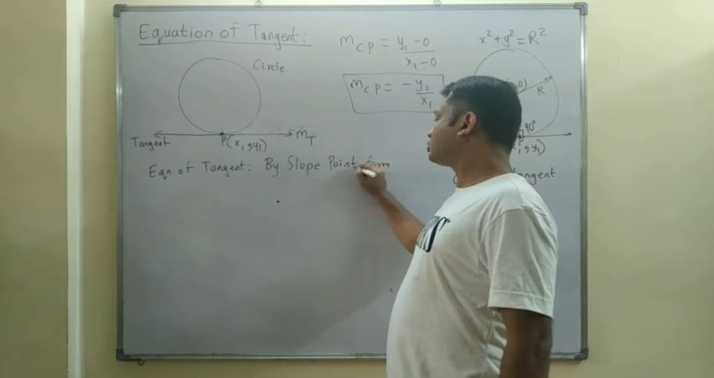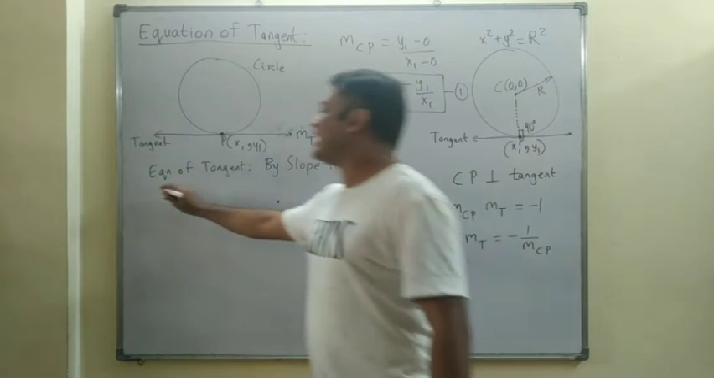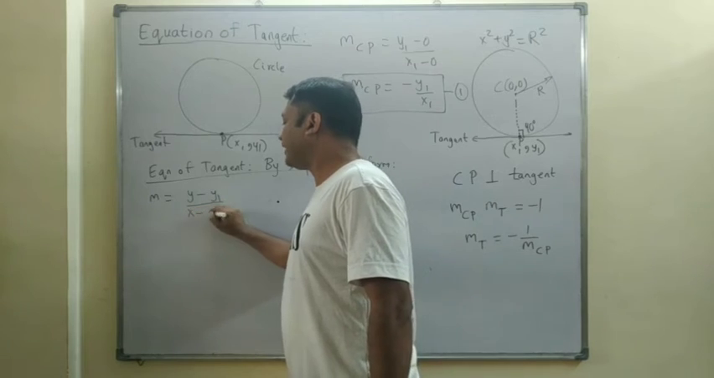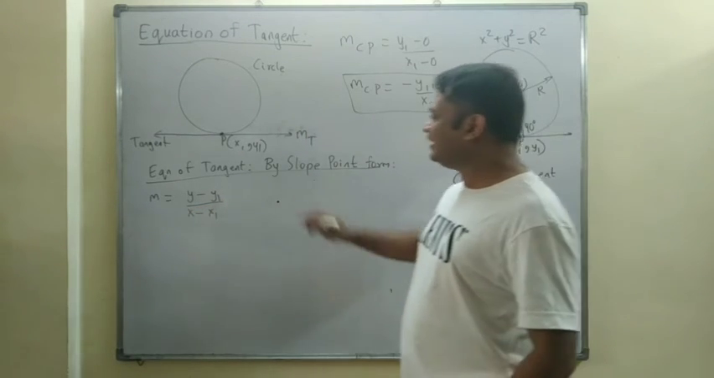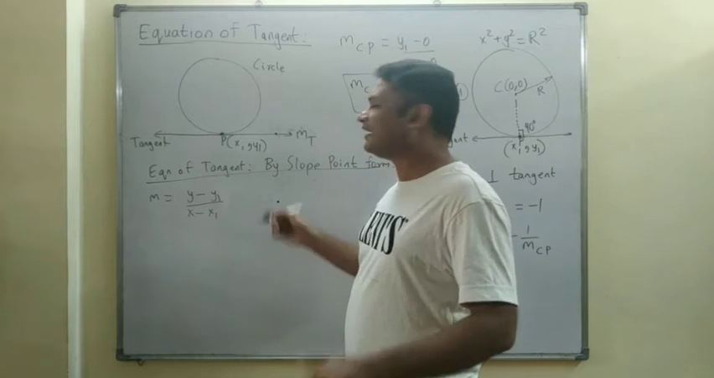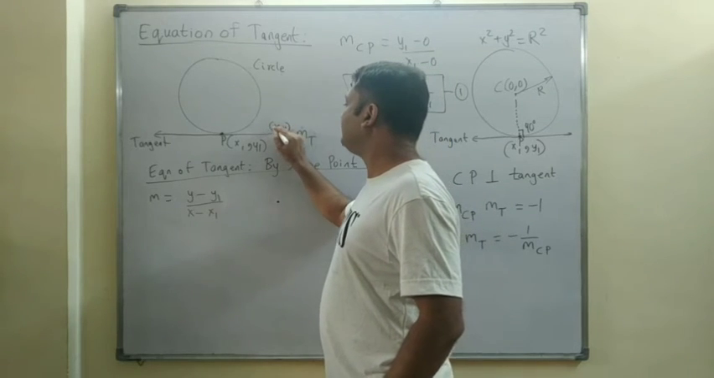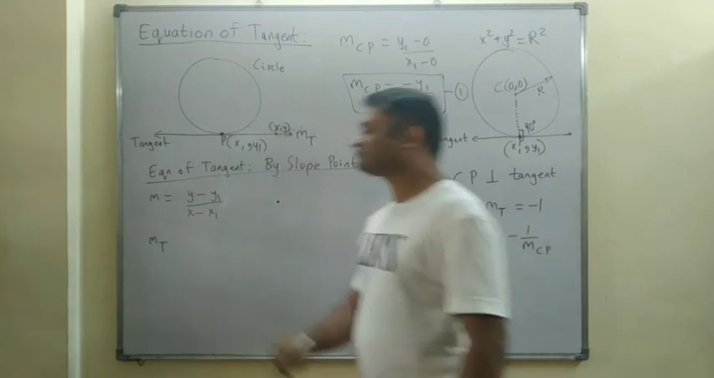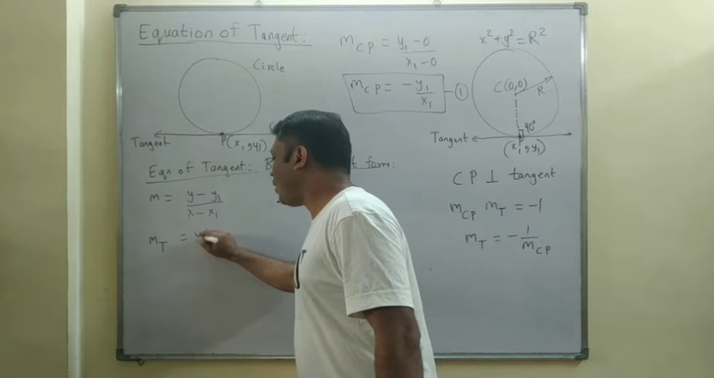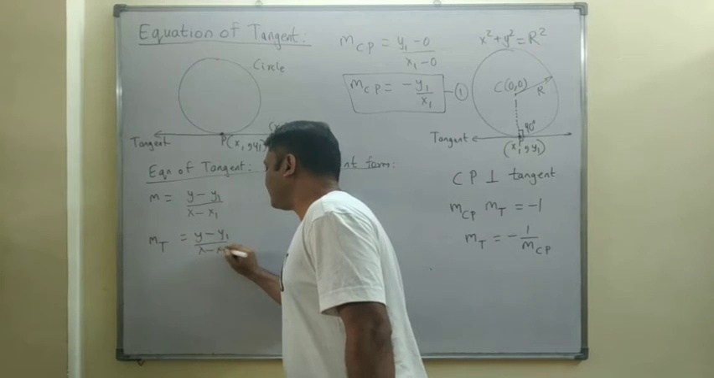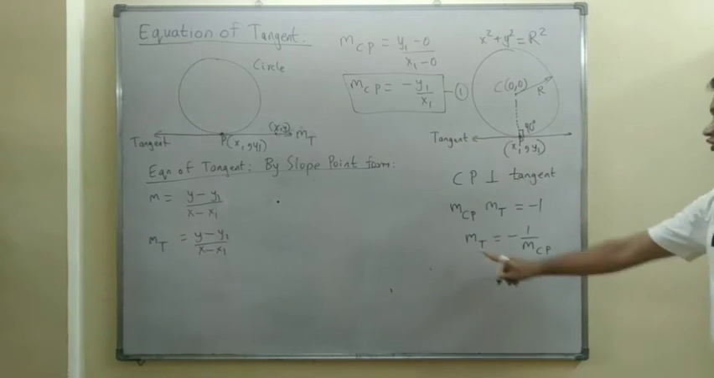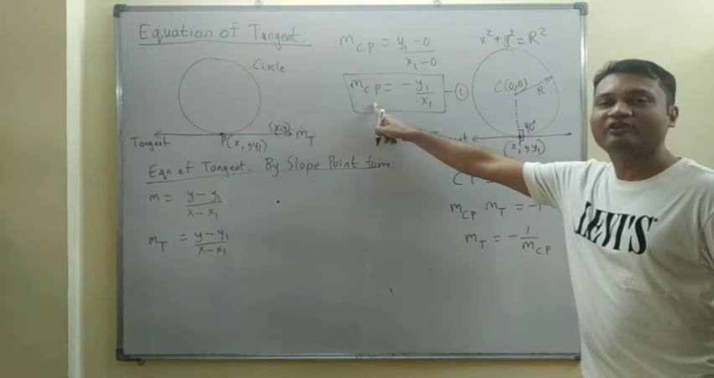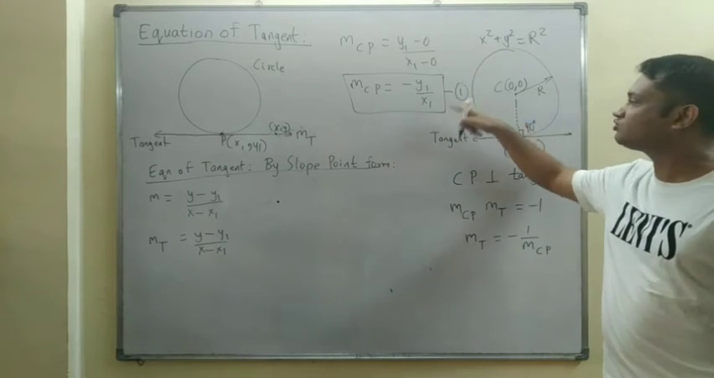So we have studied slope point form in straight line. It is m is equal to (y minus y1) upon (x minus x1), where any point on that straight line is (x, y). So (x, y) is any point on that tangent. Okay, so slope of tangent m subscript t is equal to (y minus y1) upon (x minus x1). Now slope of tangent is -1 upon slope of CP. So slope of CP we already found by equation 1. It is y1 upon x1.